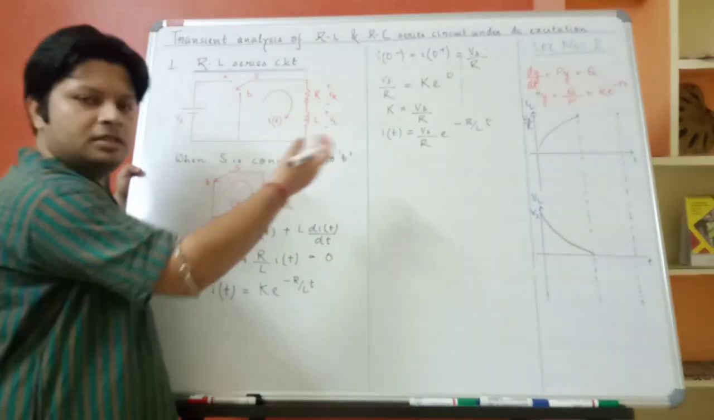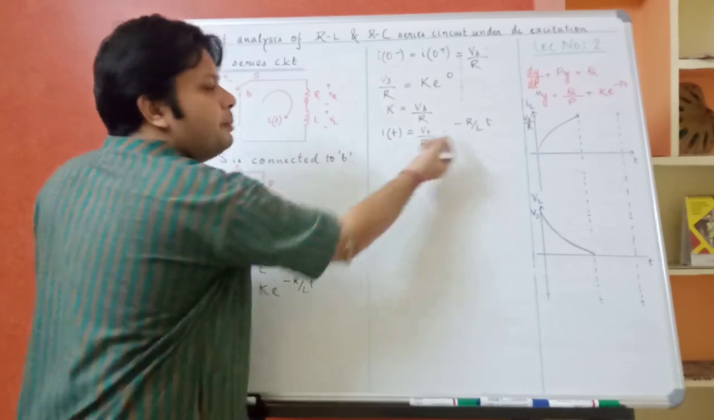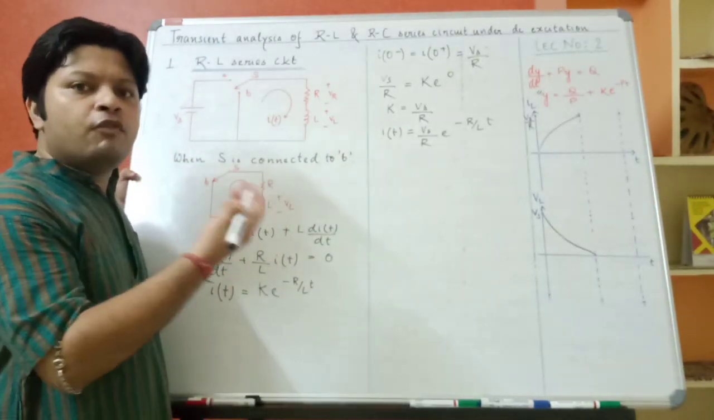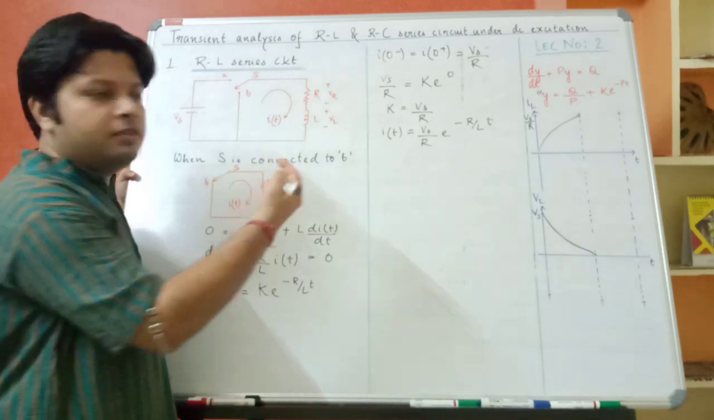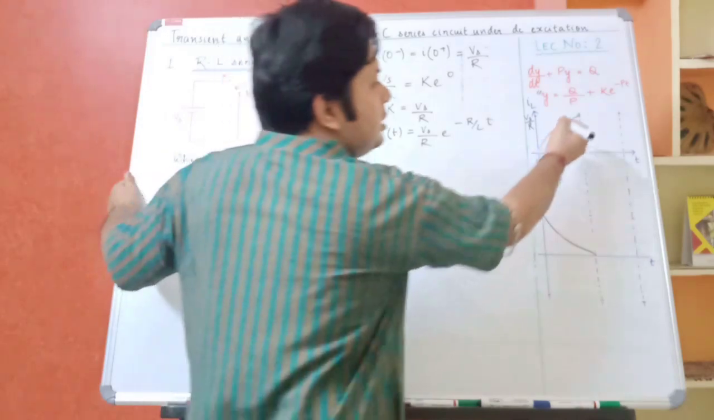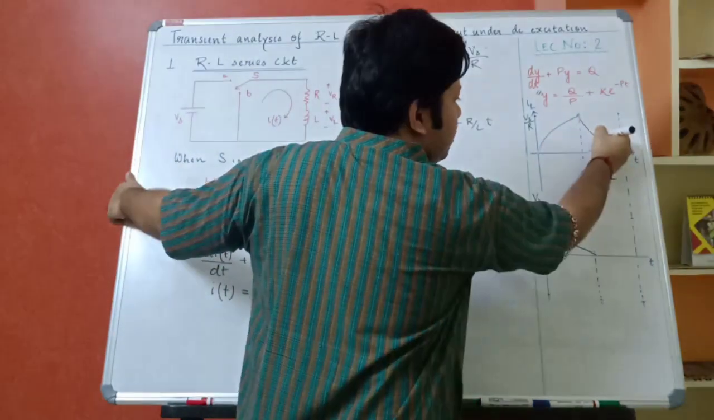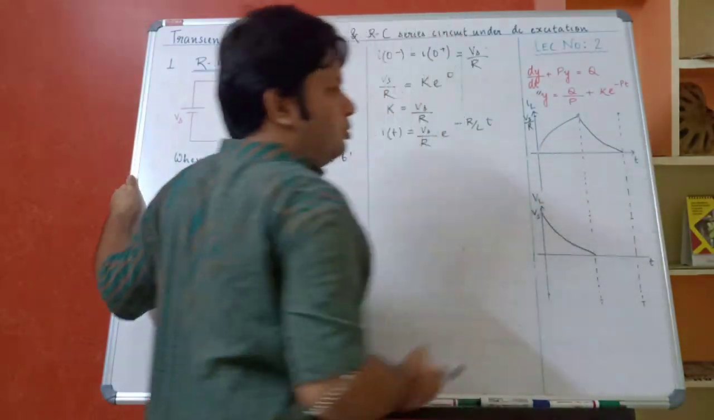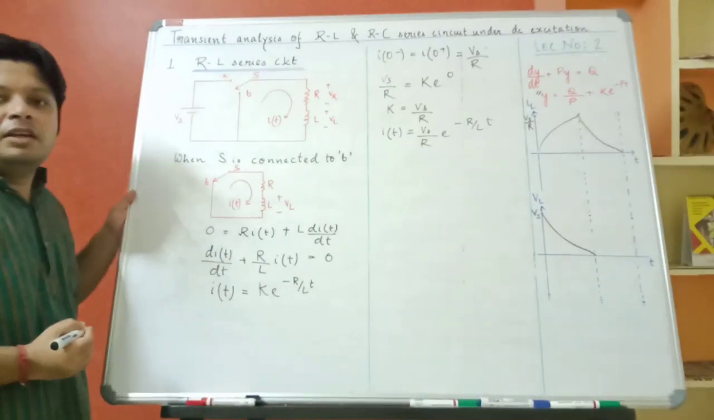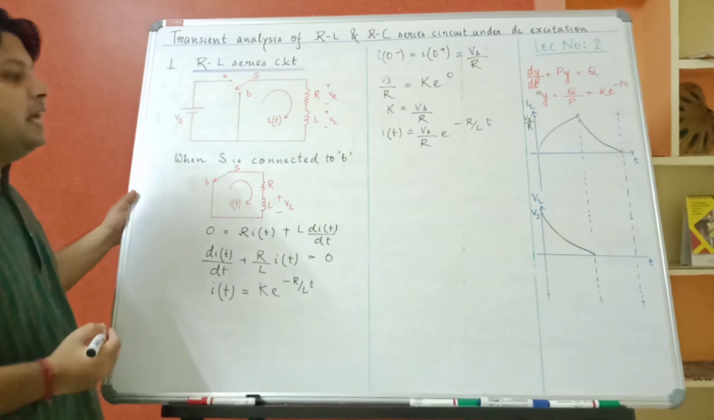Now if you draw this, e to the power minus ax, as we have told earlier, will be exponentially decreasing. From which point will it decrease? From its maximum value, which is nothing but Vs by R. So my graph will continue from here and exponentially decrease to 0 at the end of the cycle. So this is my IL graph over here.